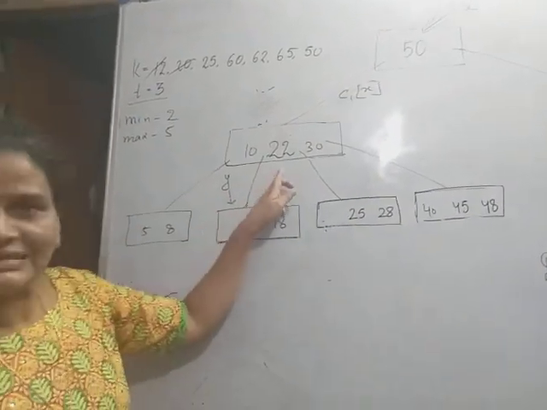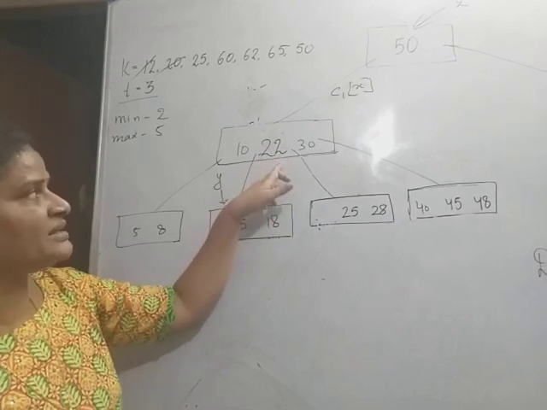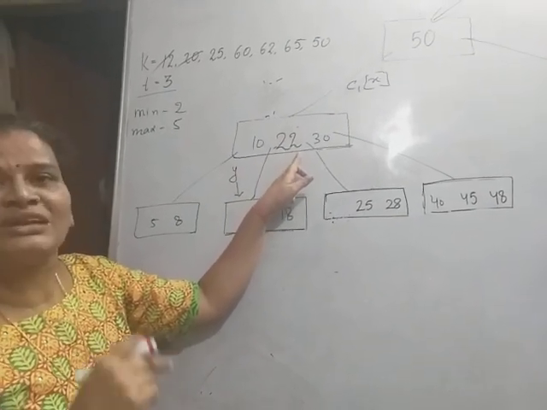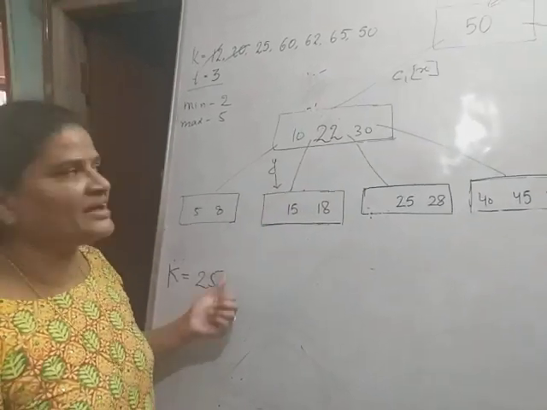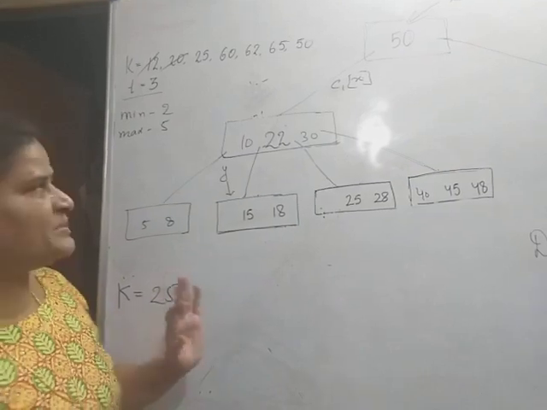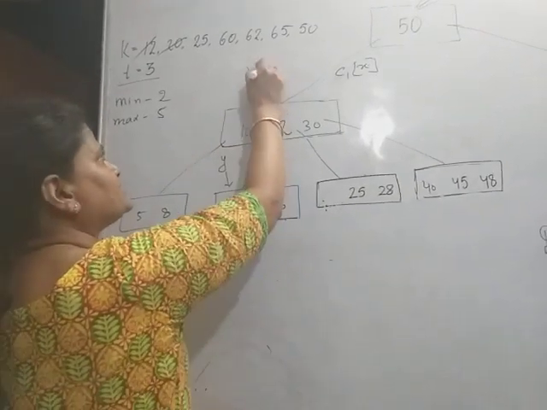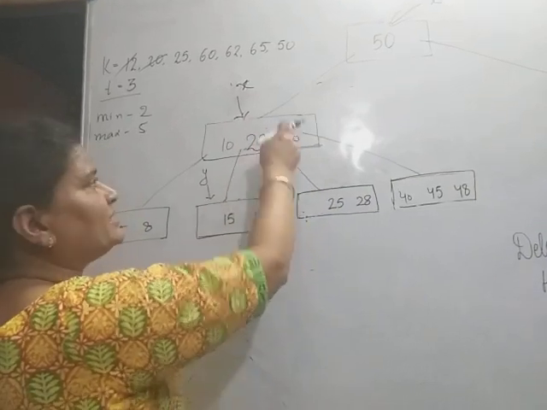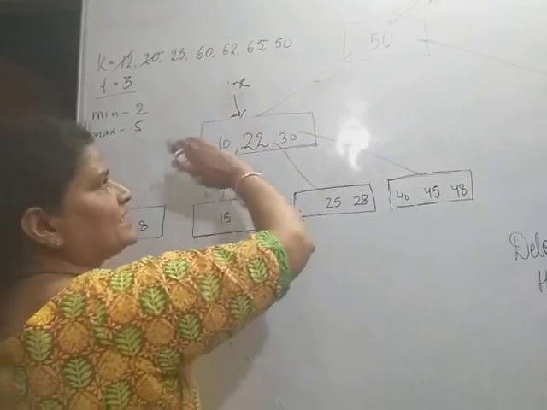Now C1x contains what? t number of keys. So recursively delete 25 in the subtree rooted at C1x, if 25 is present. Now the recursive procedure is called again, by making this node x.